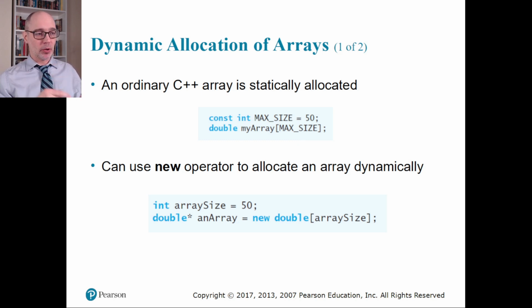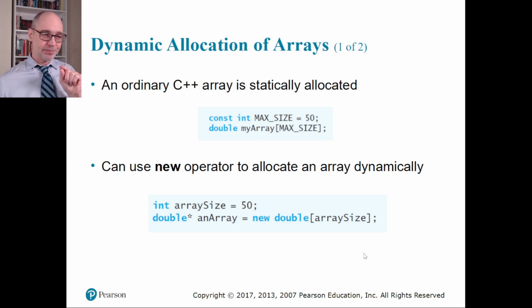So if you're making a really big array, you probably need to use the new operator to put it on the free store. And here's an example of that where you're making a double pointer called anArray, and you're newly allocating a double array of whatever your size is. And in this case, it's size 50, but you could make it size 1,000 or size 1,000,000 or size 500 million probably, depending on how much memory you have in your system.